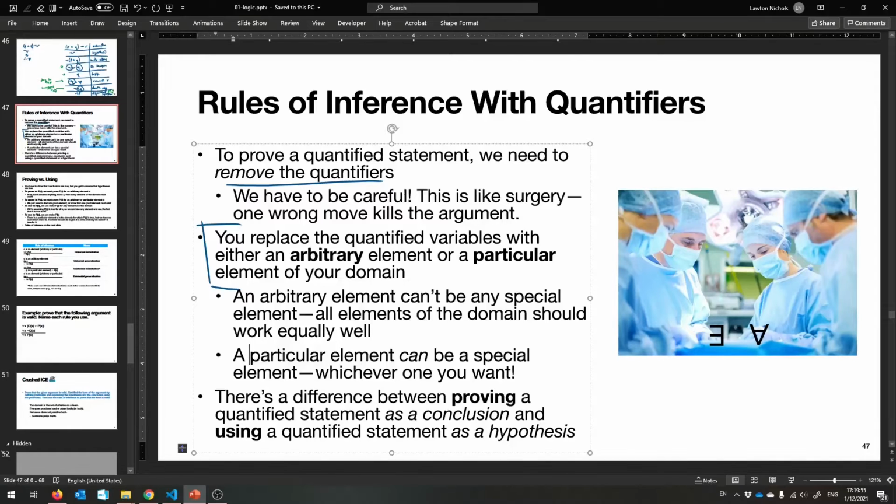A particular element can be a special element. It can be, okay, 42 is my element, I'm going with that. Whereas that is not an arbitrary element because now 43 does not work in its place. Okay? That is the idea.